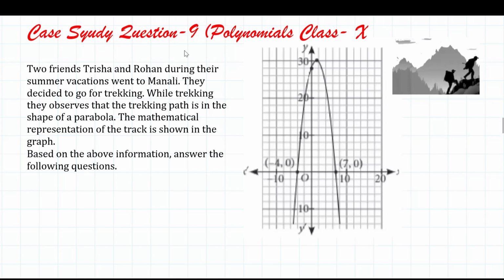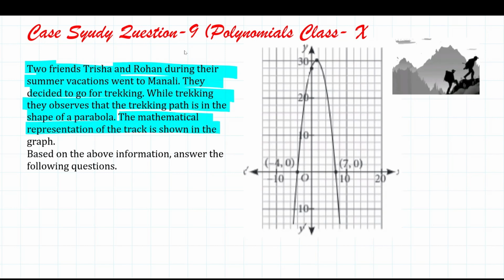Now we are on case study question number 9 from the chapter Polynomials, class 10th. If I read the information, it says two friends, Trisha and Rohan, during their summer vacation went to Manali. They decided to go for trekking. While trekking, they observed that the trekking path is in the shape of a parabola. The mathematical representation of the track is shown in the graph over here. Based on this, we have to answer the questions that follow.